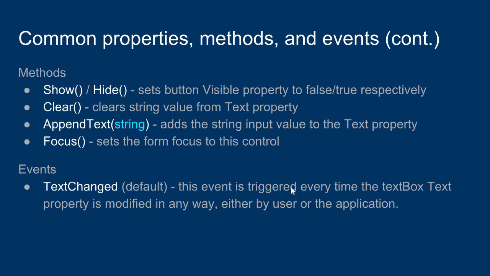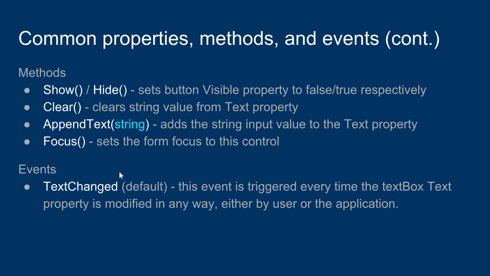The methods you can use with a rich text box are the same as with a regular text box. There is a show and hide method which changes the visible property value. The clear method can be used to erase all of the text that is currently written to the text property of the rich text box. The append text method can be used for adding additional string characters into the text property of the rich text box. And the focus method can be called if you want to set focus to the rich text box.